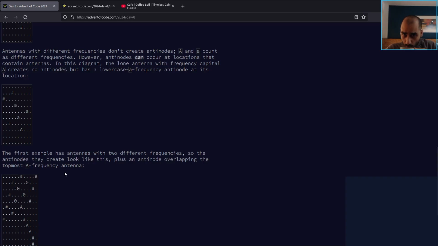Okay. So I think we want to create basically a hash table that maps a symbol to a list of all the locations where that antenna can be found, to start with.